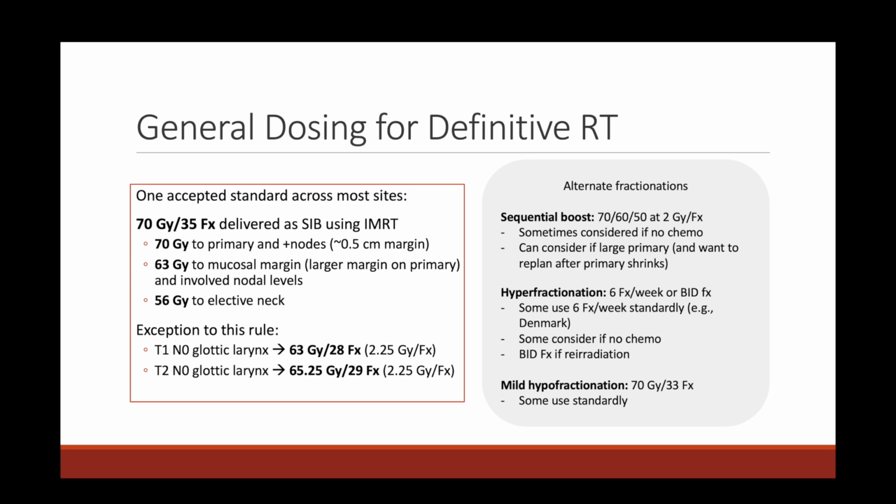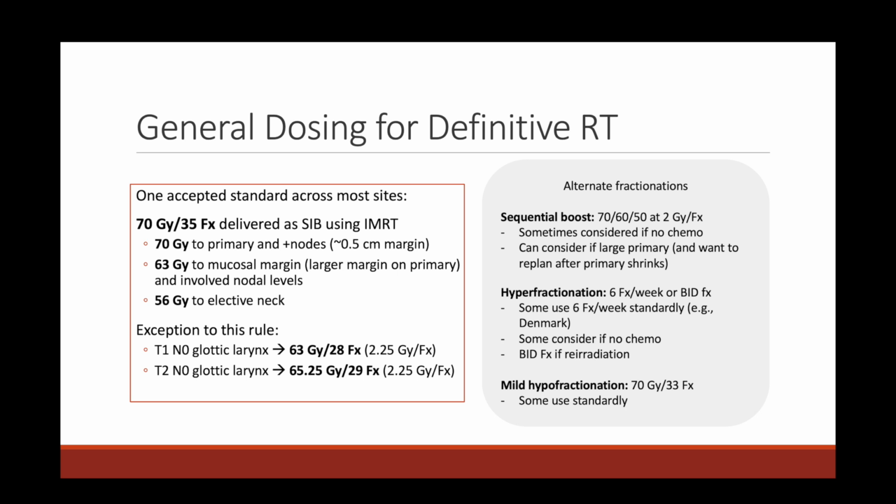And then finally, some people will actually standardly utilize mild hypofractionation for all head and neck cancers, where instead of giving 70 gray in 35 fractions, they actually give 70 gray in 33 fractions. So when we're giving it in 33 fractions, rather than giving 2 gray per fraction, it's 2.12 gray per fraction. So it's very, very mild hypofractionation.